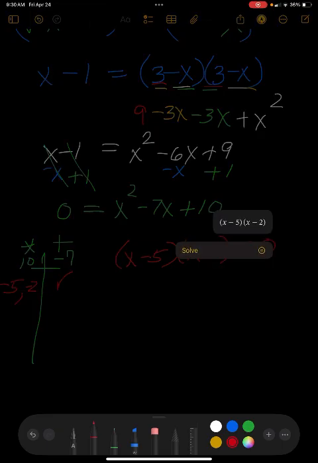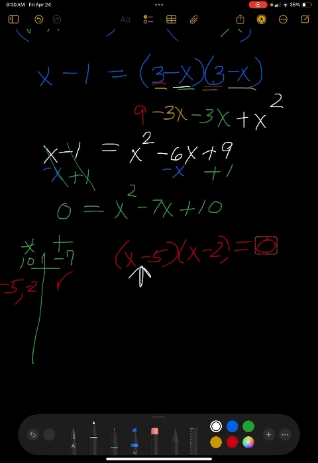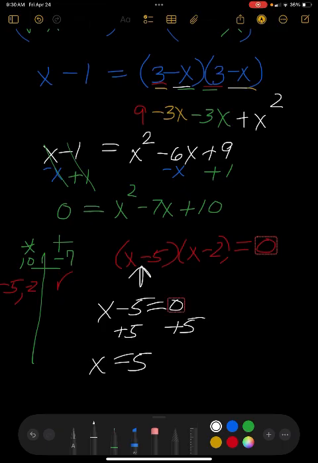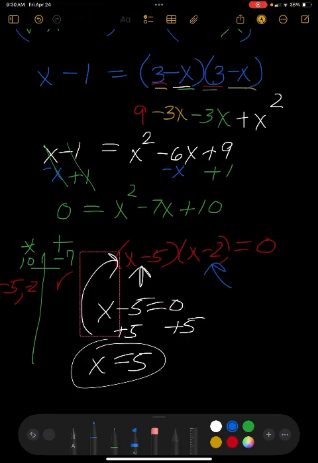All right, and now remember what we have to do is solve. When is this going to be 0? x minus 5 equals 0. That's going to be x equals 5. So when x is 5, this one will be 0. And the other one, when is x minus 2 going to be 0?